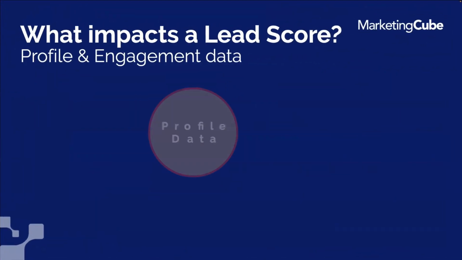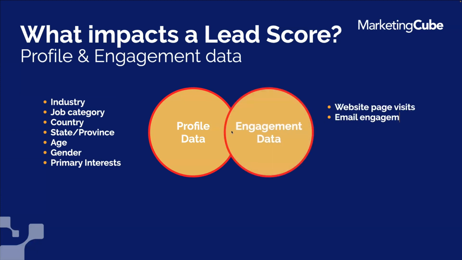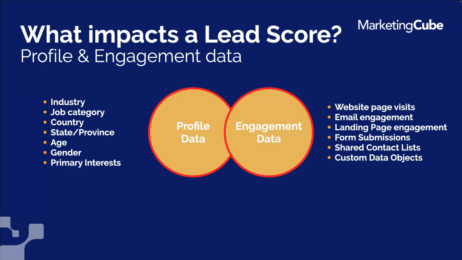So, what impacts a lead score? Well, there are two key areas. As I said, it's profile. And these are just some examples. When you open the Eloqua contact, every single field that you see is part of the profile. All of those things can contribute to your lead score in relation to importance and so on and so forth. The engagement data is the other critical piece of the exercise, and that can be a whole range of things. It's website activity, email, landing page engagement, form submissions, also shared contact lists, and even custom data objects. If you've got information sitting in custom data objects, then that can be a really good thing.